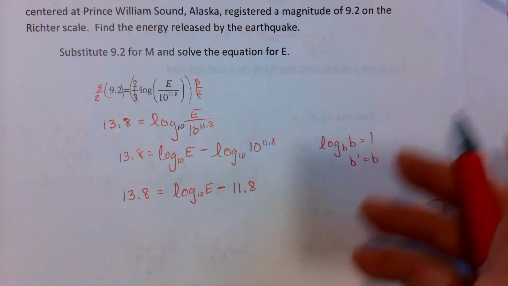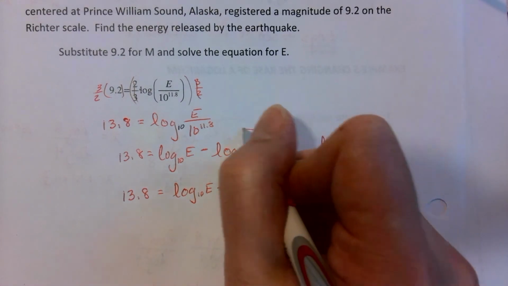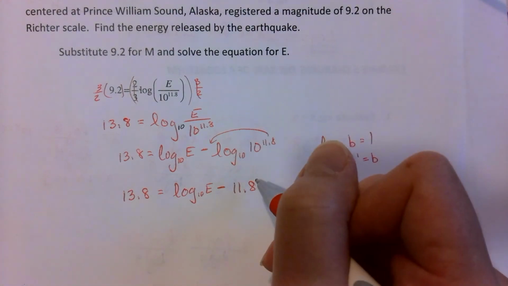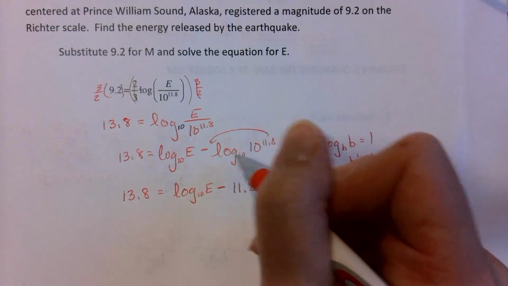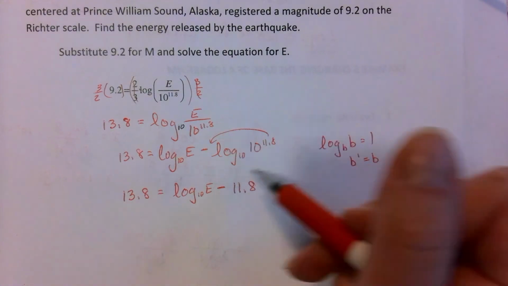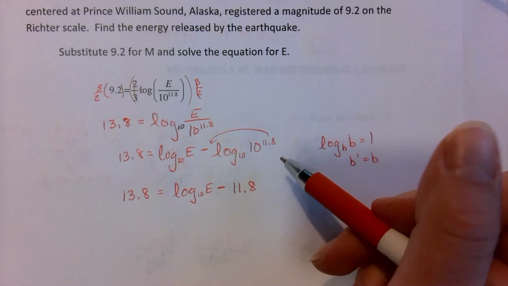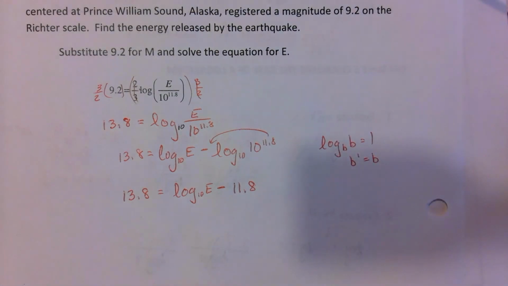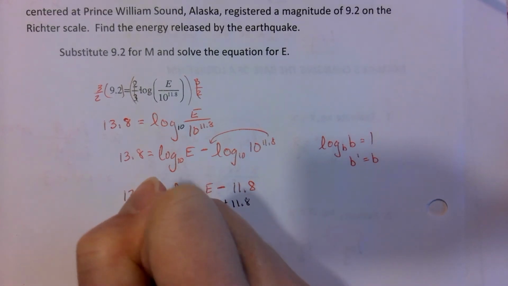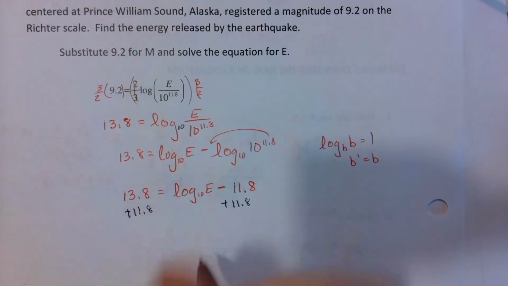So I did that, and then I pulled my power property out front. And so I have 11.8 times 1, which gives me 11.8. Again, this is a lot easier to do when you know your properties. Now that I have that, I'm going to do some simple algebra again. I'm going to get rid of this 11.8 and this 11.8, and I end up with 25.6.